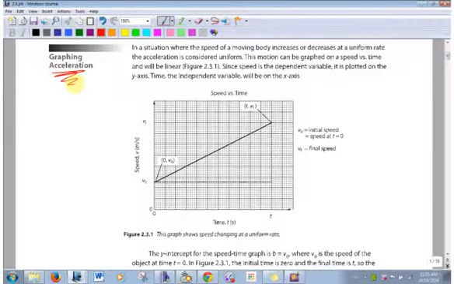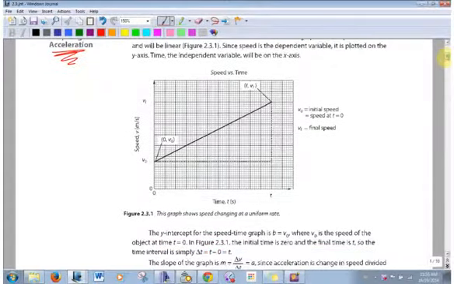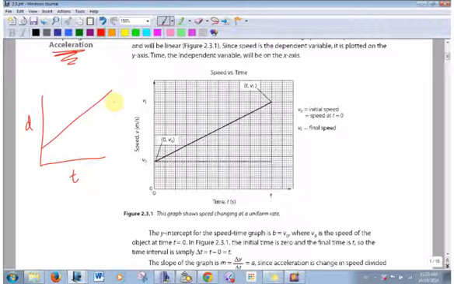Graphing. Let's look at this again, a little more in depth. If we have a graph of displacement and time, let's make it look like that one. What is the slope of that? What does the slope represent? What does it mean?